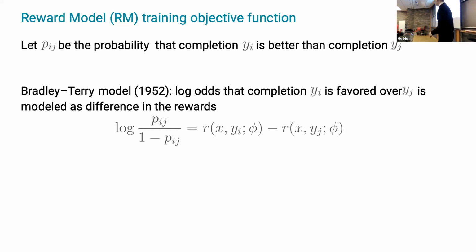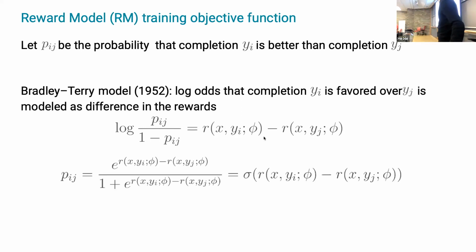Okay, so once we have this log odds, we can solve for PIJ. This part was the modeling; this equation is the model. The second part is the rearranging, solving for PIJ to get this. And for machine learning people, this looks familiar. That's the sigmoid. So PIJ is modeled as a sigmoid of the reward of yi minus the reward of yj. And the order matters because we're saying this is better than that, and that's the probability that it's preferred.